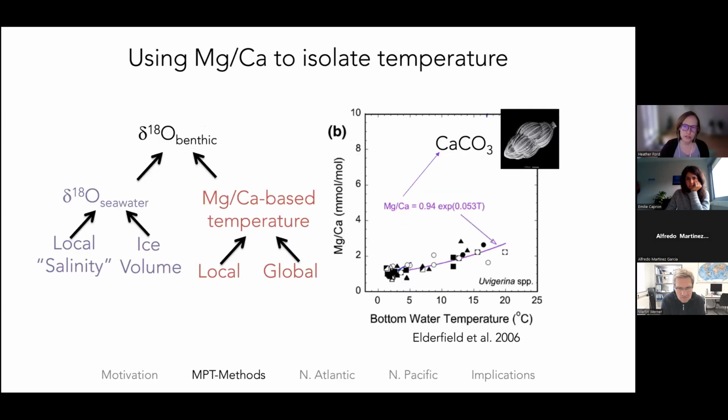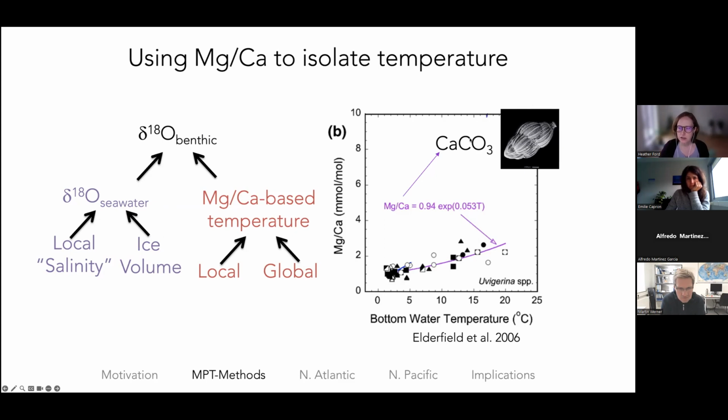And so one of the techniques that we have that I use a lot is geochemistry of the shells itself and using minor elements. So in this case, you can use the magnesium calcium to isolate temperature within the carbonate lattice of a foraminifera. So essentially what you're able to do is couple the benthic oxygen isotope records to magnesium calcium based temperature reconstructions to then calculate what the delta H2O seawater component is.